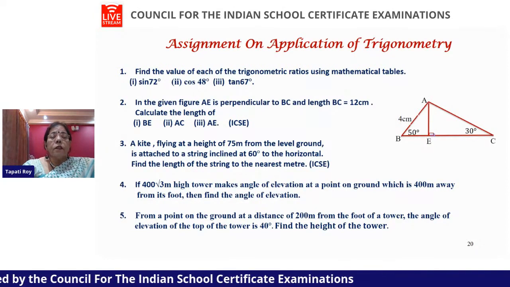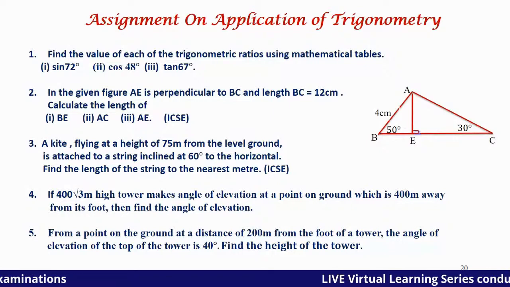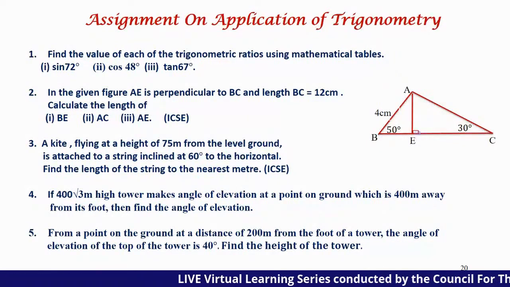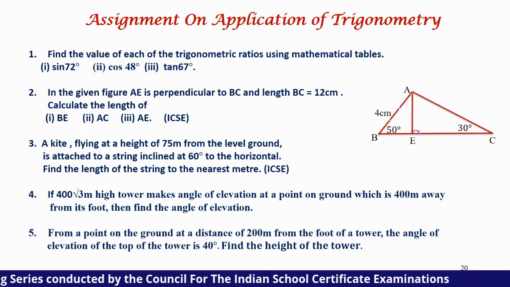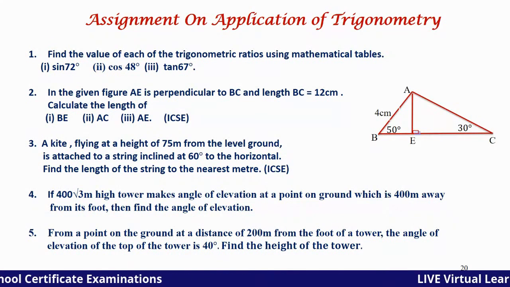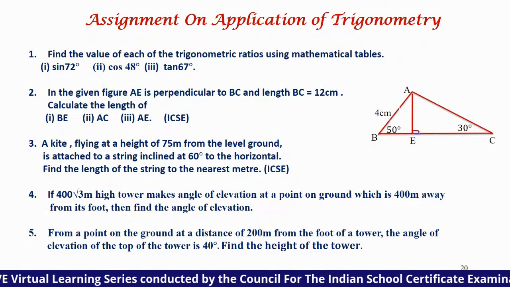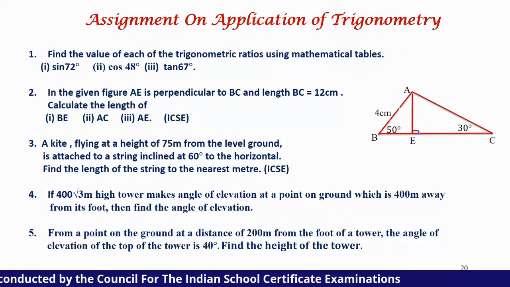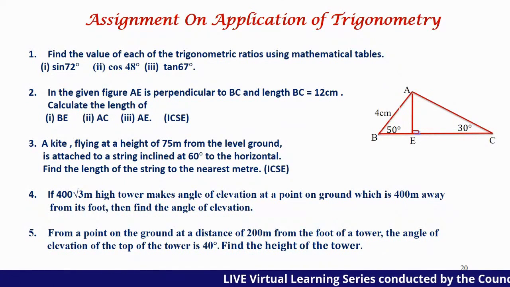Next one, a kite flying at a height of 75 meters from the level ground is attached to a string inclined at 60 degrees to the horizontal line. Please note each of the data values given. Find the length of the string to the nearest meter. Next one, if a 400 root 3 meter high tower makes an angle of elevation at a point on the ground which is 400 meters away from its foot, then find the angle of elevation. So here we have to find the angle of elevation.